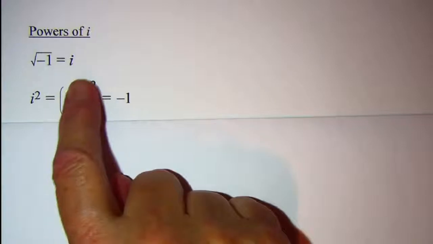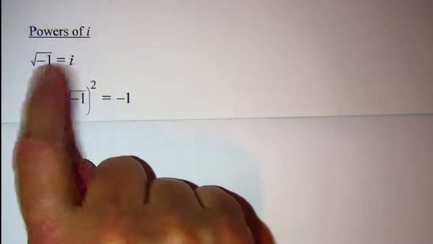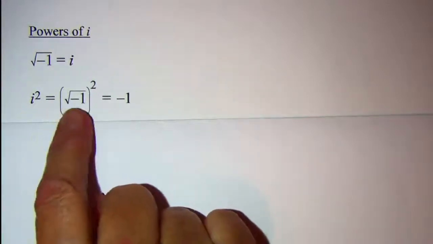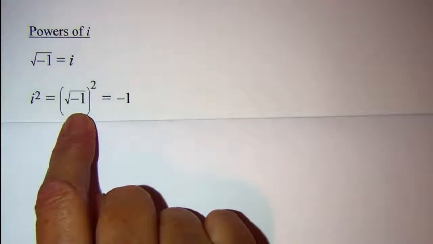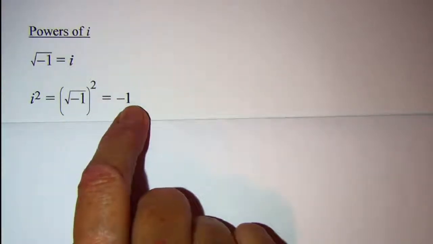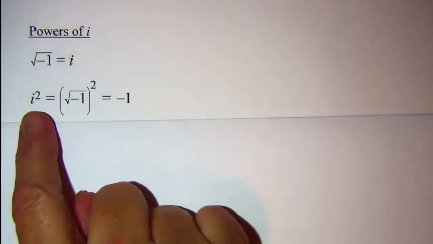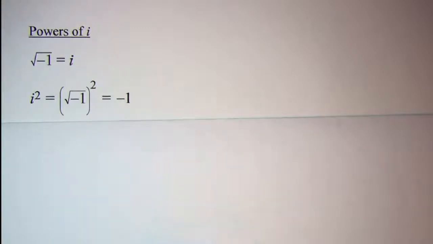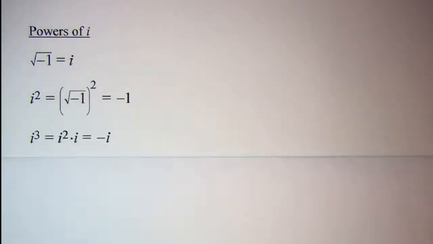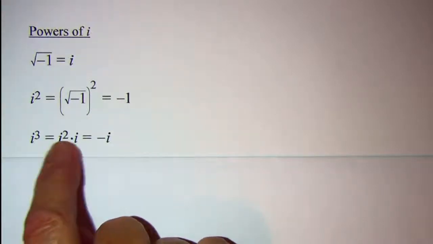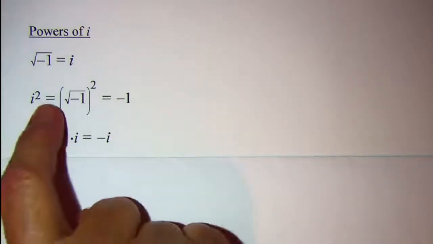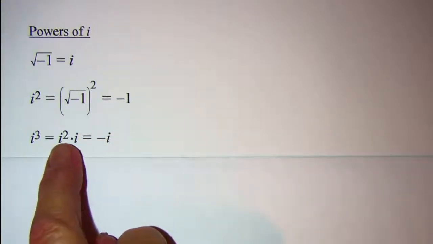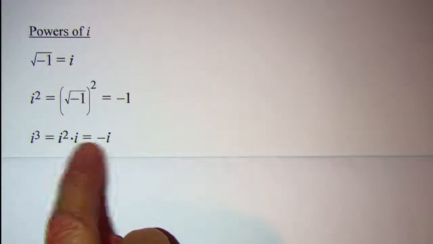Now if we take i and square it, and we square both sides of this equation, you'll see that we get i squared, and that's equal to the square root of -1 squared, which is -1. So now we have i to the first power is here, and then i squared is -1. i cubed we can write as i squared times i, but we know from this step that i squared is -1. So this is -1 times i, which is -i.